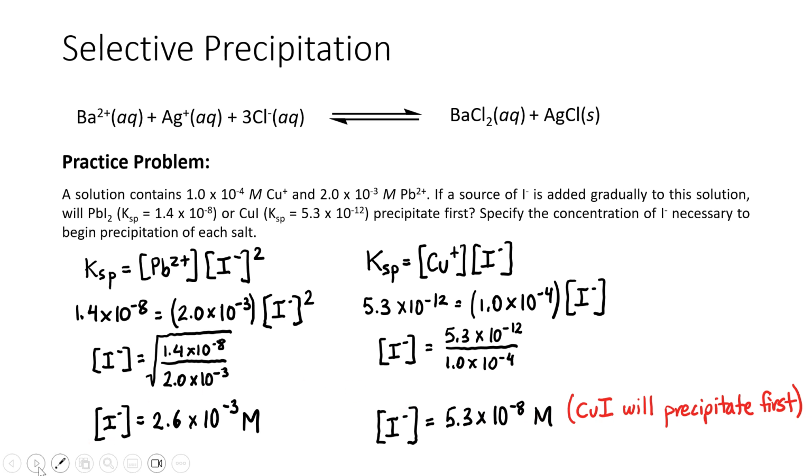It's pretty much the gist of that. Pretty simple problem, guys. It's not too complicated. Big picture is you're just trying to figure out how much I minus you need to start precipitating each of these out. And it turns out that you need less I minus to start precipitating copper iodide than you do lead iodide.